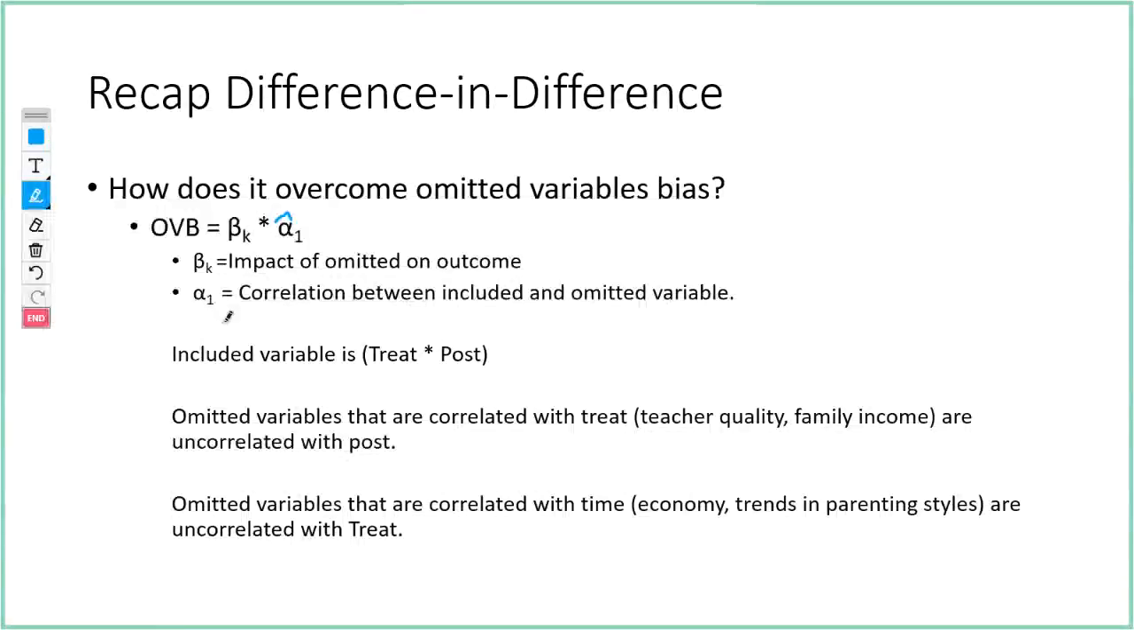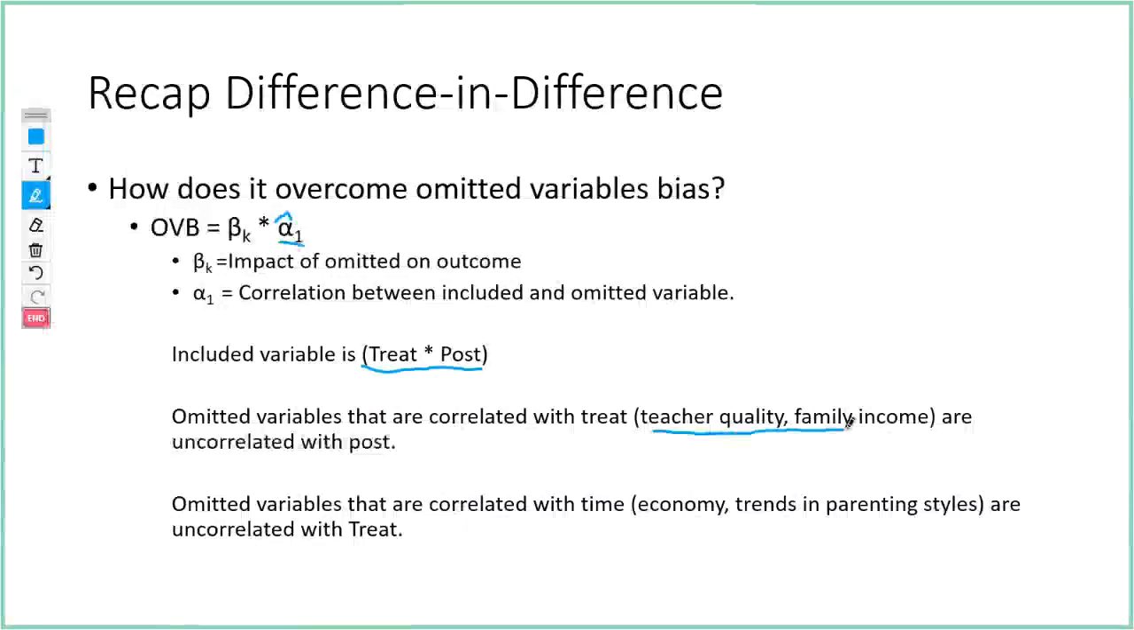The neat thing about difference in difference is the causal variable is the interaction variable, treatment times post. And because it's the product of two variables, for alpha 1 hat to not equal 0, it has to be a variable that is correlated with both treatment and post. And it turns out that most variables are not going to do that. So consider omitted variables that are correlated with treatment, correlated with whether or not schools got Rosenwald schools built. So maybe school districts with better teacher quality or higher family income were the school districts that got Rosenwald schools built.